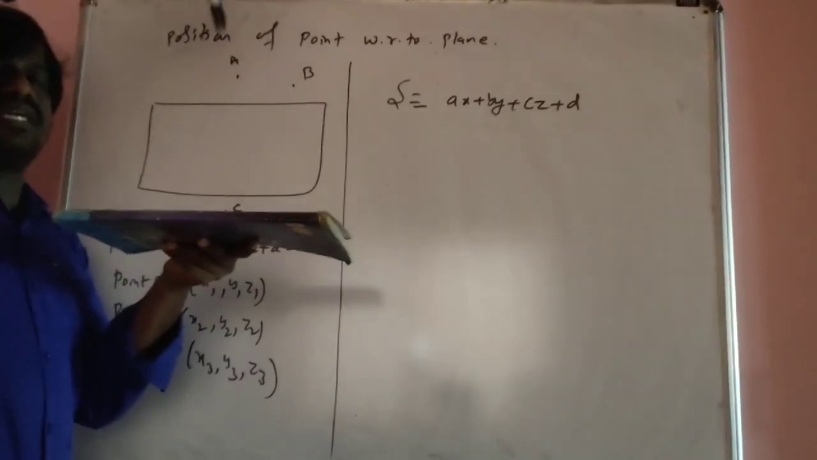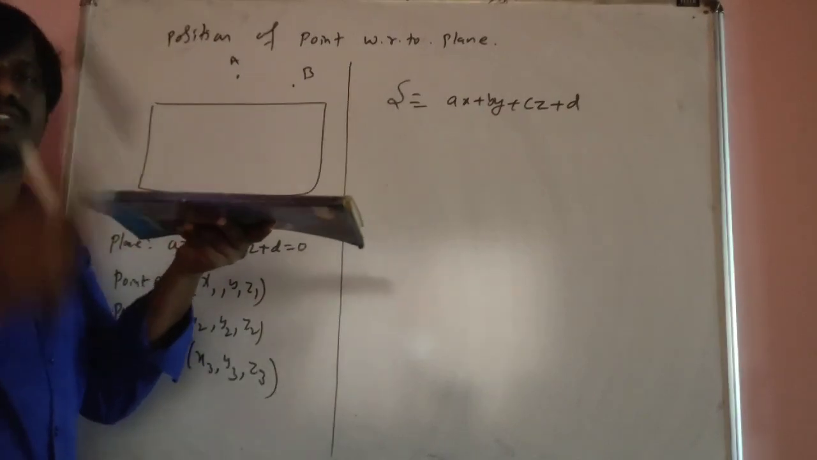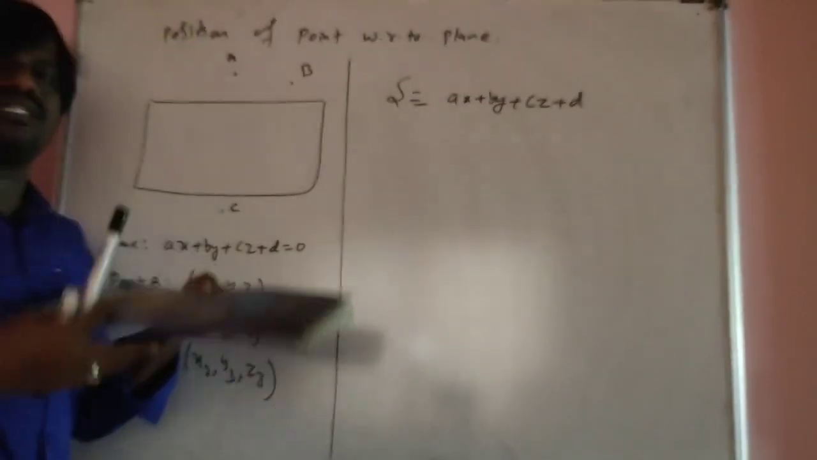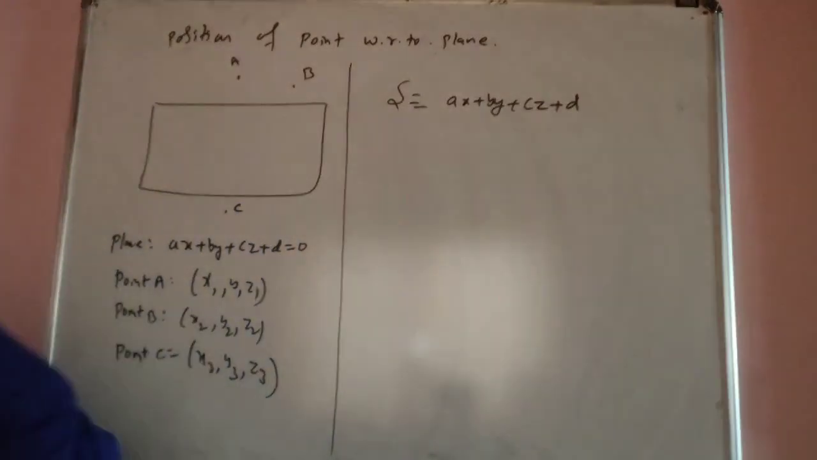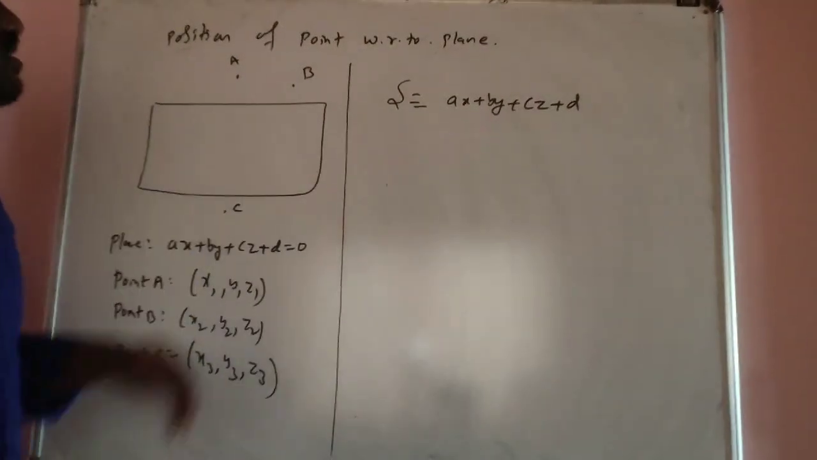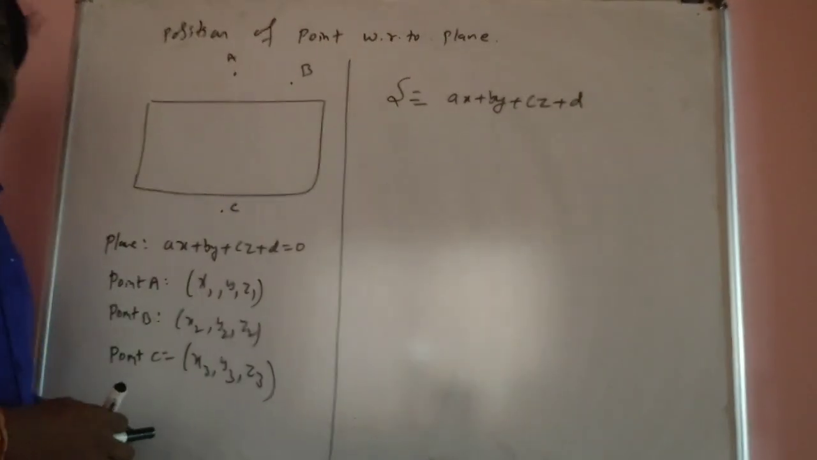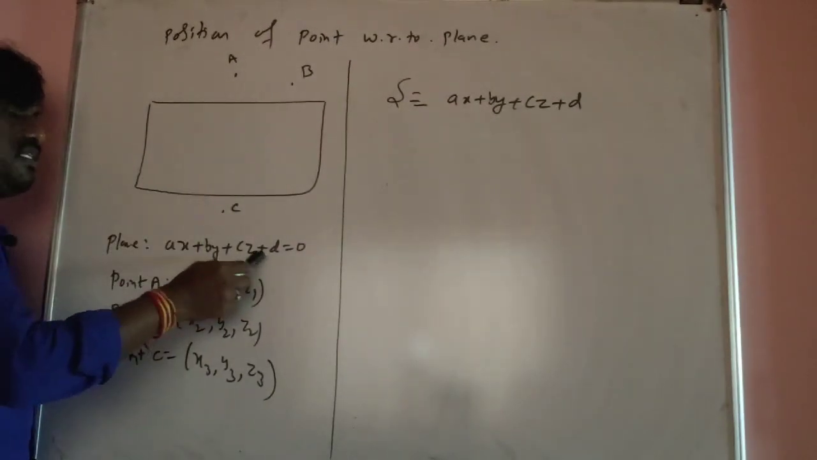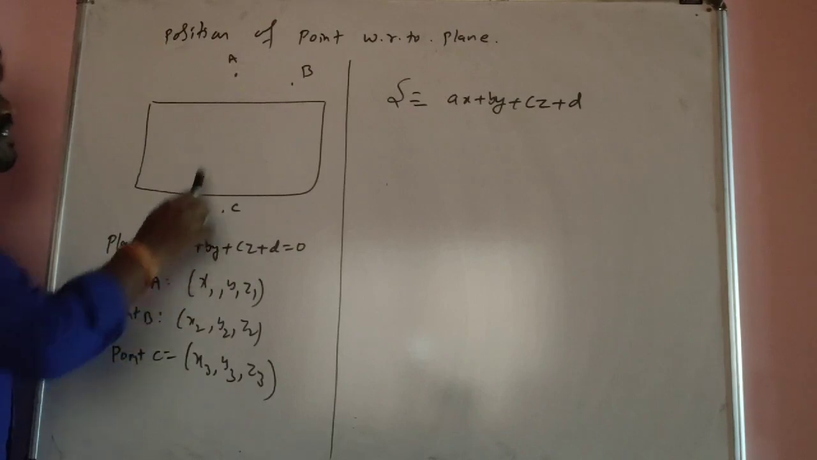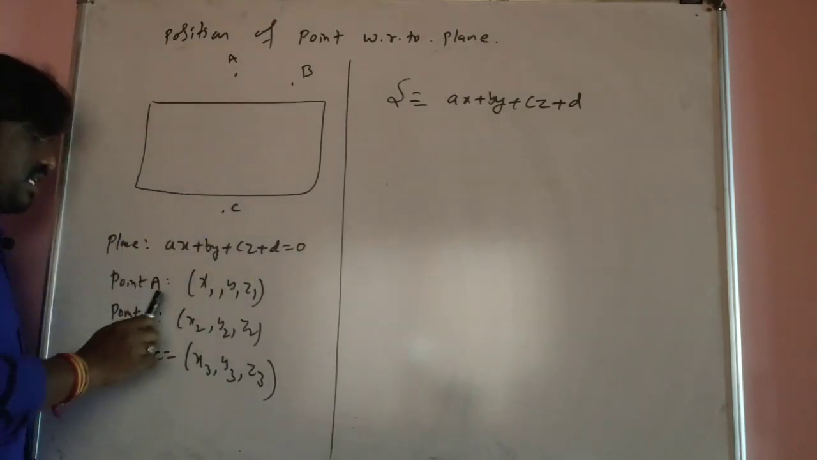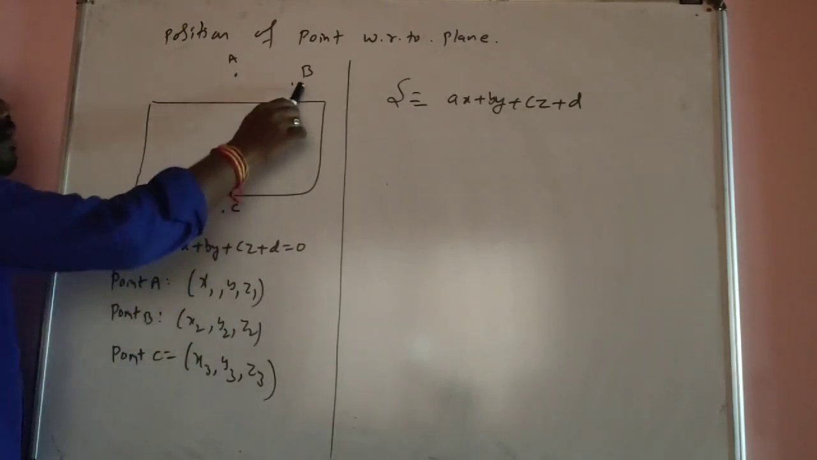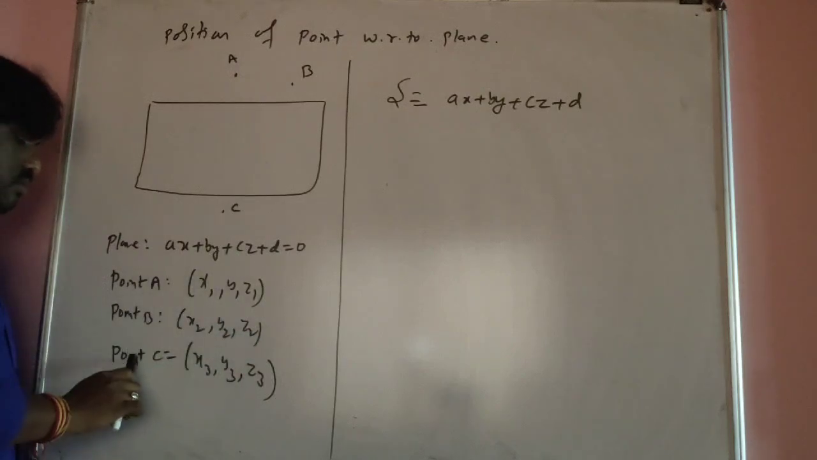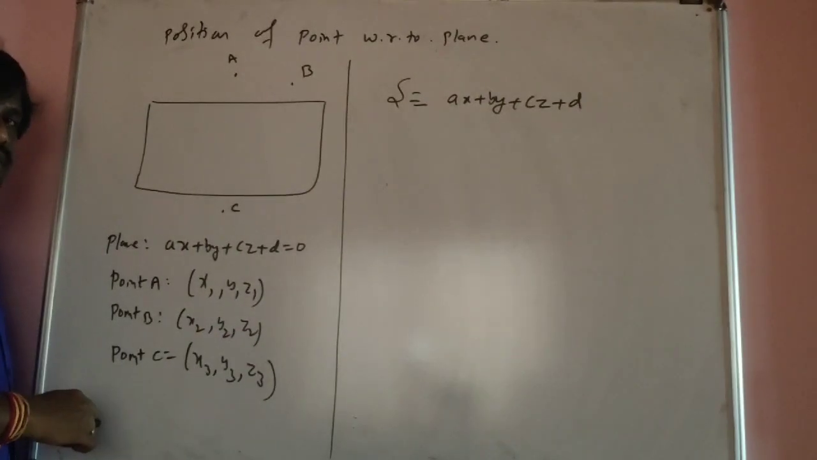If I take one point here and one point here, they are on opposite sides. And if they are both on the same side, that is the same side. Okay. So if I want to know whether the given points are on the same side or opposite sides of the plane, the given plane is AX plus BY plus CZ plus D is equal to 0. Let us take the points A (X1, Y1, Z1), B (X2, Y2, Z2), and point C (X3, Y3, Z3).